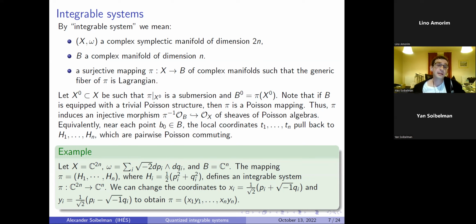A standard example that's going to be important later on: X is C^2n, B is C^n, and the mapping is just going to be composed of sums of squares. I'm going to be changing notation throughout the rest of the talk, so I'm going to introduce it now. Just a change of variables: instead of using sums of squares, I'm going to use products. So instead of p_i squared plus q_i squared, I'm just going to have x_i times y_i, and that's going to define the mapping pi.